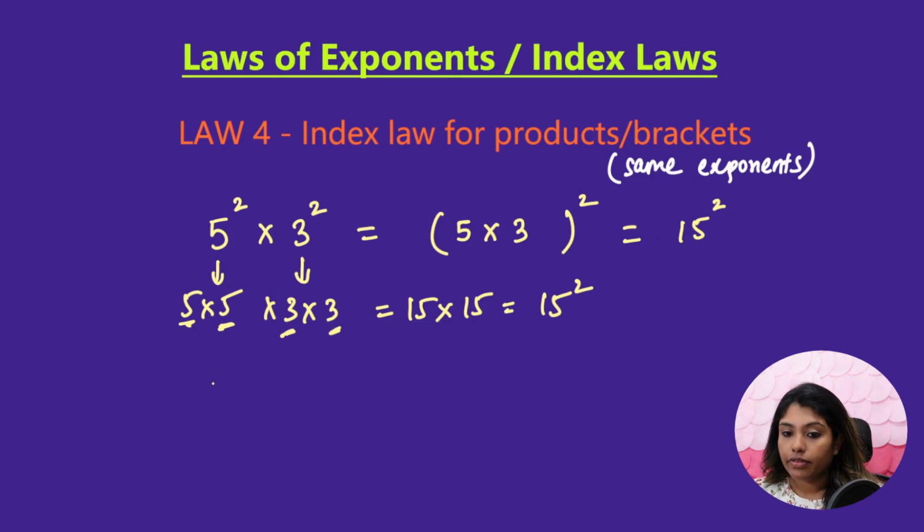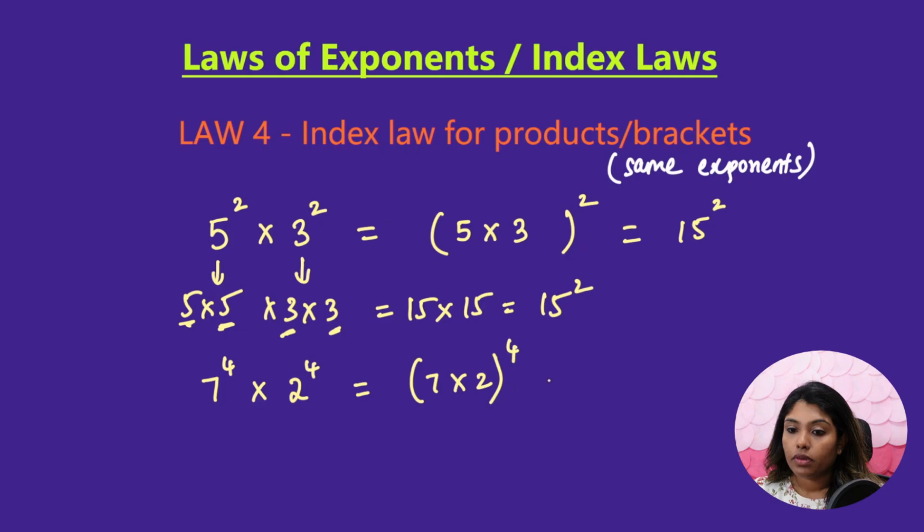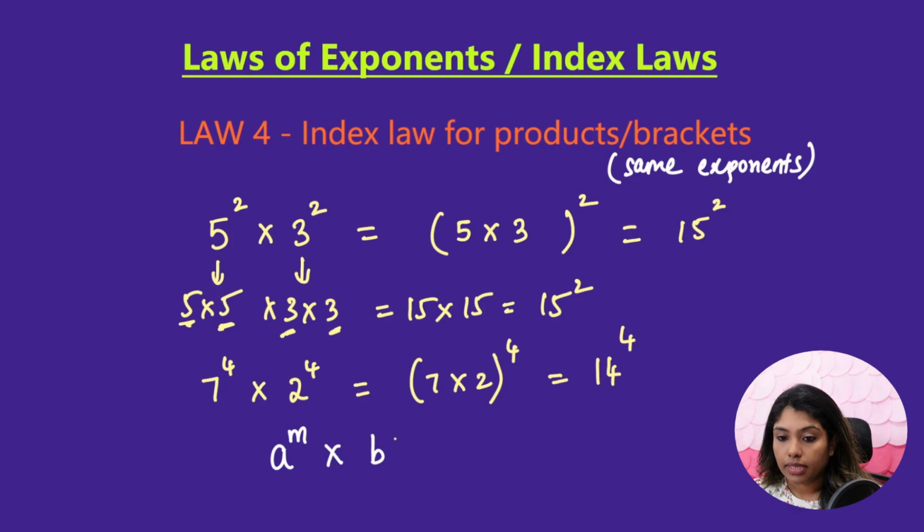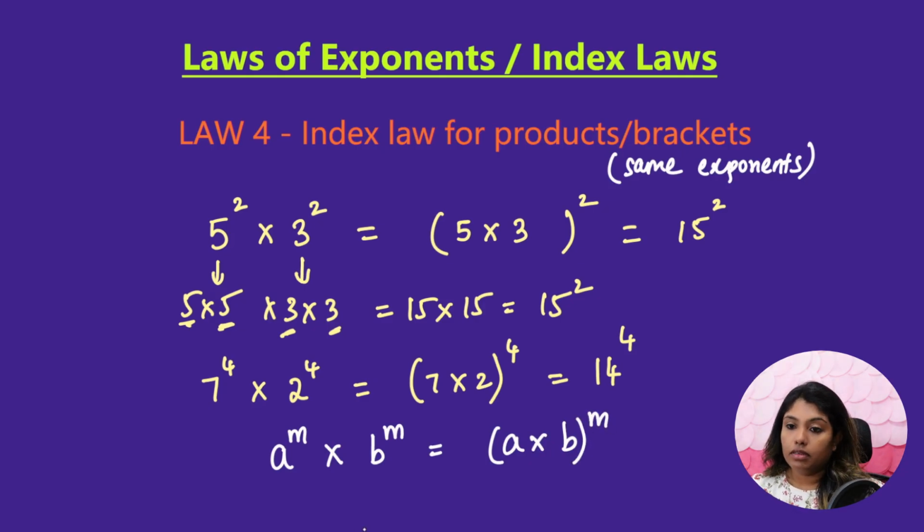Let's say you have 7 to the power 4 times 2 to the power 4. Then you just multiply the bases and raise it to the common exponent 4. So 7 times 2 is 14 to the power 4. That's it. Now, the generalized way of writing the rule for this would be a to the power m times b to the power m equals a times b the whole raised to m. That's it. So this is law number 4.